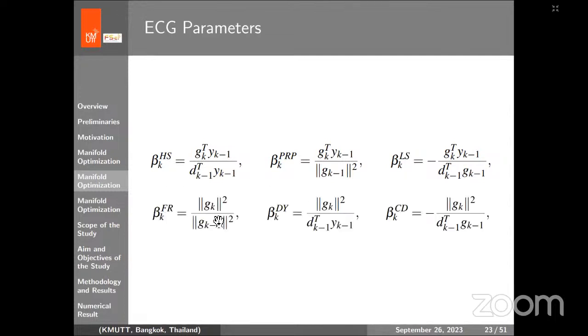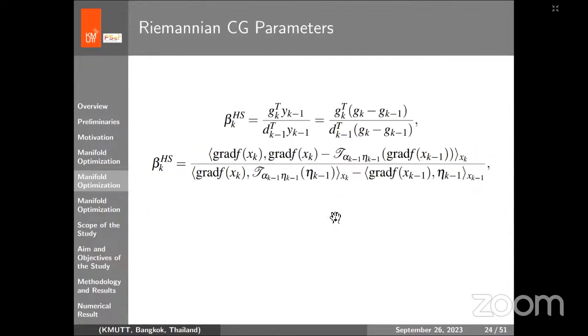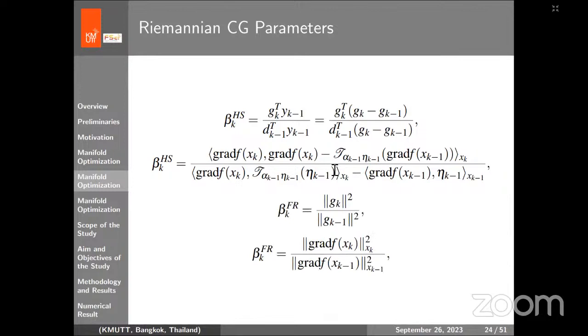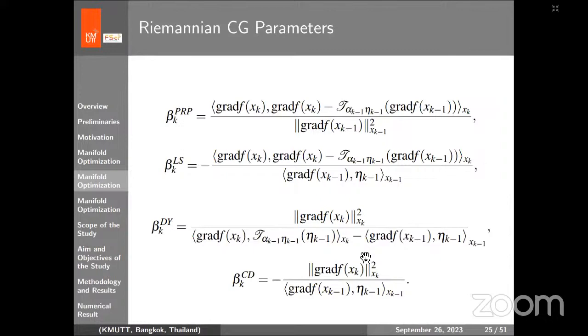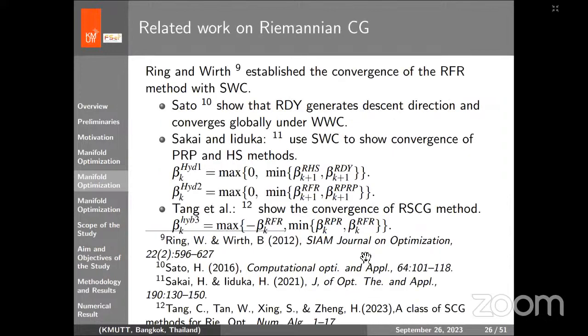The second group of the Euclidean CG parameters is normally characterized by good convergence properties, but their numerical performance is actually not that good. So using the notion of vector transport as well as retraction, we can now generalize these parameters to Riemannian CG parameters as follows, whereby FR is generated as follows. The other three are also generalized to the Riemannian CG setup like that.